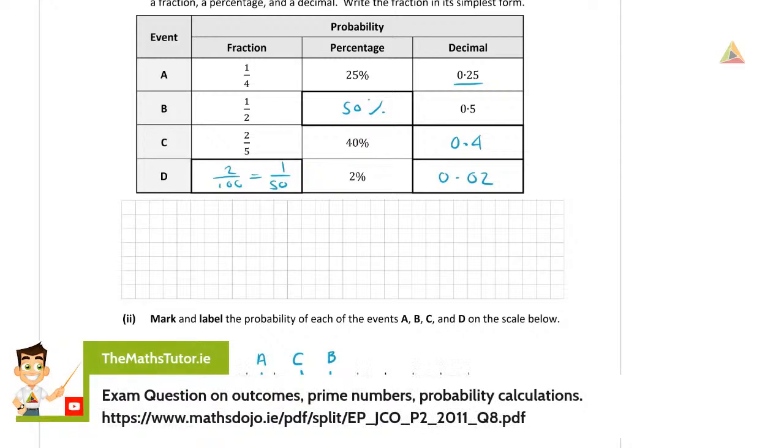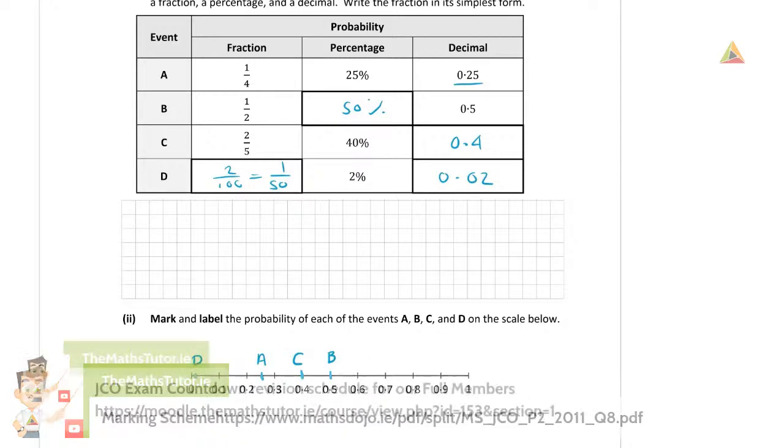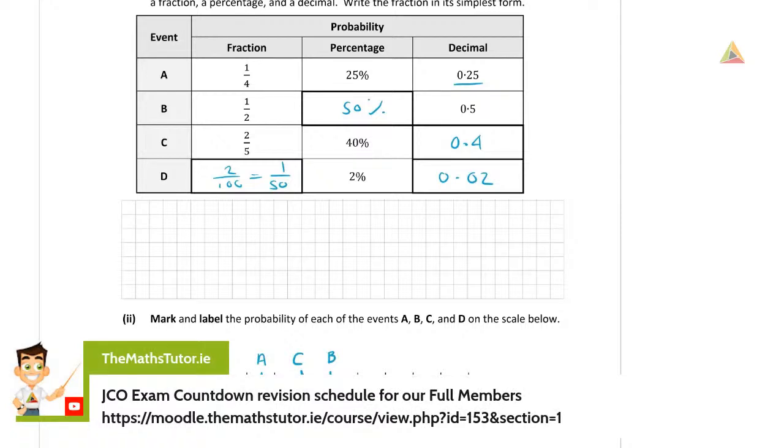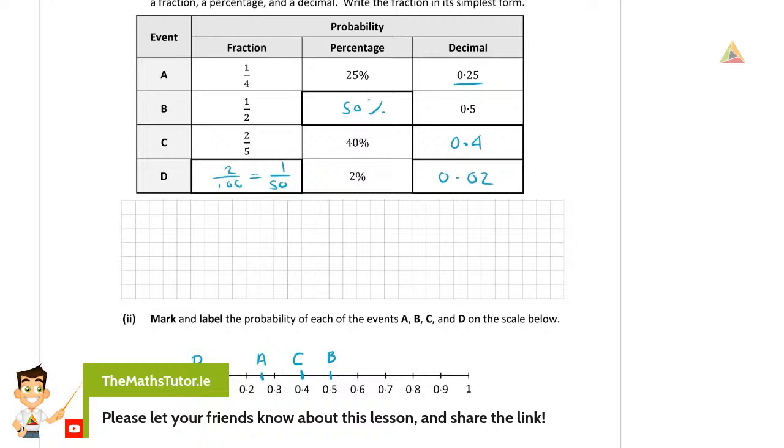And just be very careful as well when they're asking you to express fractions as simplest form. You need to make sure and do that, or you won't get your full marks. And usually with probability, they will want it in its simplest form. You can convert that directly on the calculator.